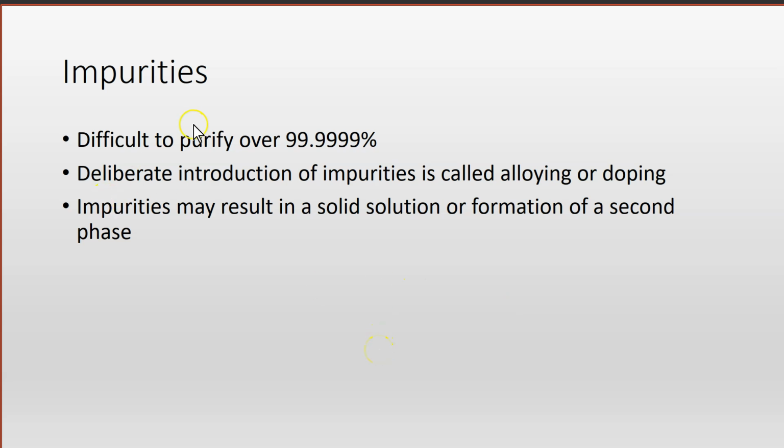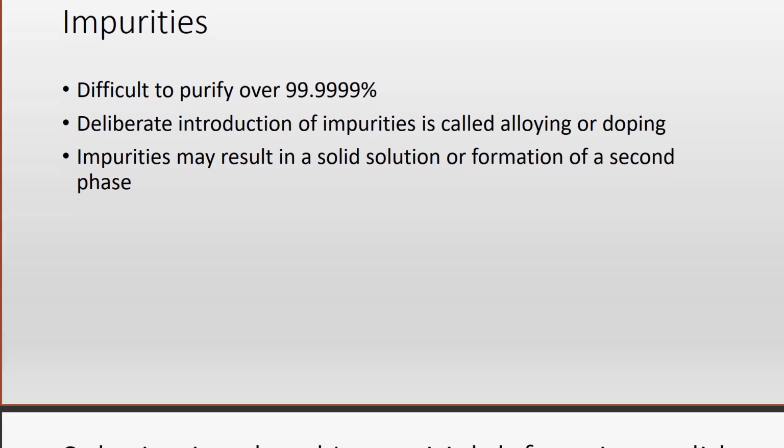With impurity defects, it's difficult to purify metals over 99.9999 percent. Hopefully I said enough nines there. If we deliberately introduce impurities, that's called alloying or doping. These impurities can result in a solid solution, which in the end is a single phase material that is simply a mixture of the elements that you've combined, or the elements that we've put in react to form a second phase.